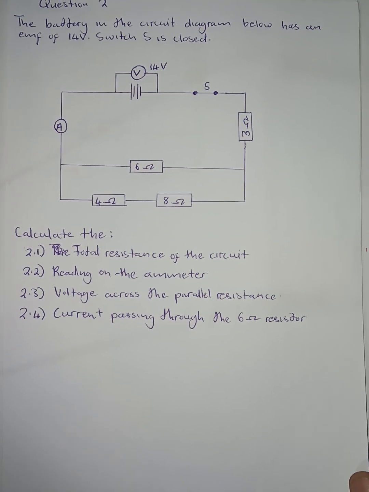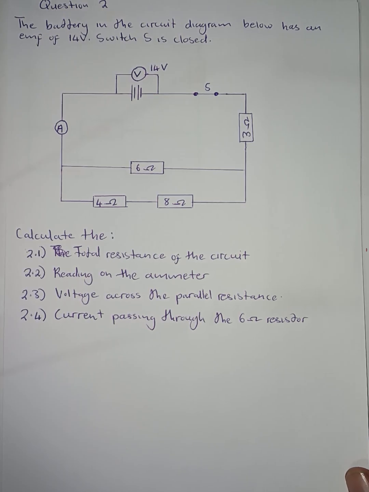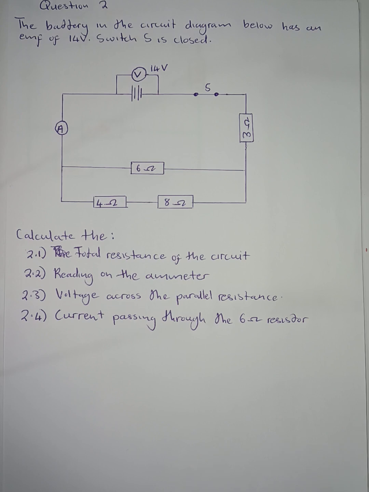So they said that the battery in the circuit diagram below has an EMF of 14 volts. They said that switch S is closed. Now, one thing that I didn't mention, ladies and gents, is that when the switch is open, there will be no current passing through at that point. But immediately when the switch is closed, this is when your current starts to flow. So that's one thing that you must know.